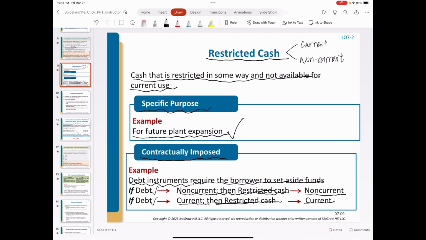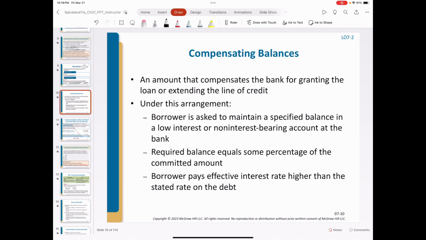When we talk about the contractually imposed example, here is another term: compensating balance. This is an amount that compensates the bank for granting the loan or extending the line of credit. Under this arrangement, the borrower should maintain a specific amount in an account. This account usually is a low interest or non-interest bearing account. This amount is restricted.